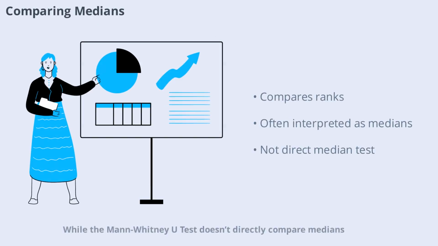While the Mann Whitney U test doesn't directly compare medians, it's often interpreted as a test of median differences. If one group's values are generally higher, the test will reflect that. However, remember that it's actually comparing the ranks, not the medians themselves.